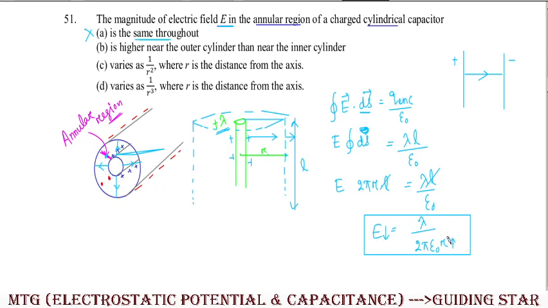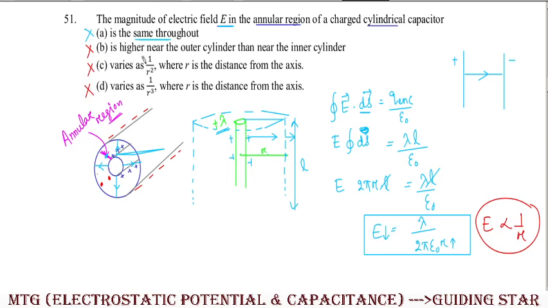Because as we increase the distance r, as we move from the inner cylinder towards the outer cylinder, this r will increase, so the electric field will decrease. That means near the outer cylinder the field should be small and near the inner cylinder the field should be large. So that is also wrong. And varies as 1 by r square, so no inverse square relation. Here the electric field is inversely proportional to r. Clear? No inverse square relation, so that is also wrong. And varies as inverse cube relation, that is also not there, so this is also wrong.